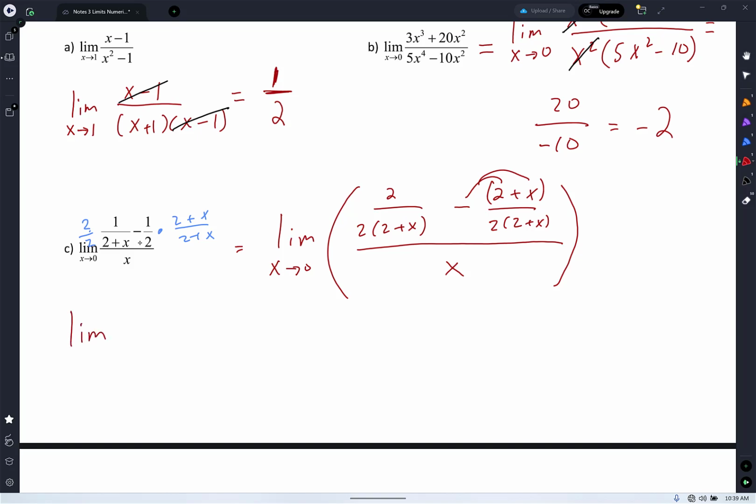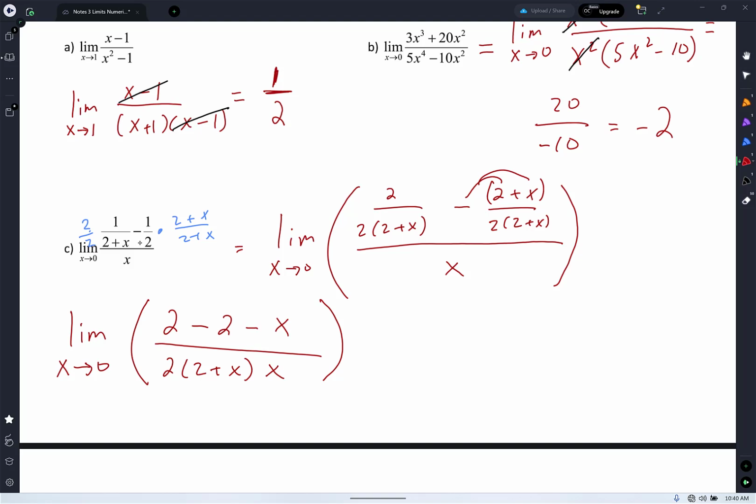Limit. Okay, I'll slow down. As x approaches 0, giant parenthesis, 2 minus (2 plus x) over 2 times (2 plus x), close it, over x. Close the giant parenthesis. Is anyone confused how I got here, guys?